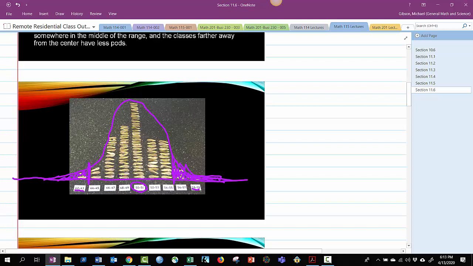You want the probability of being between this number and this number? Well, then it'd be the area of this whole box sort of thing underneath this curve. That would be the probability of being between this number and this number.